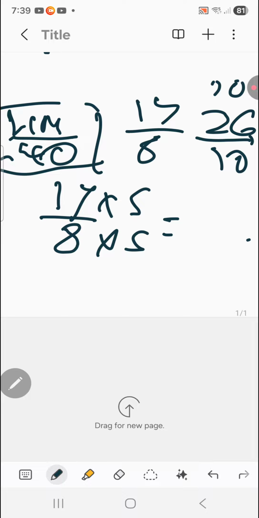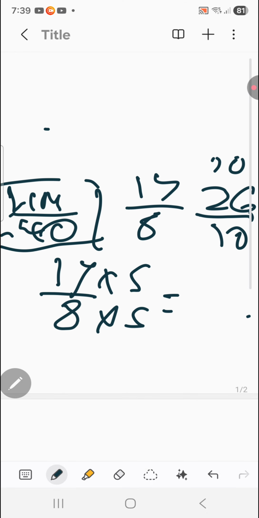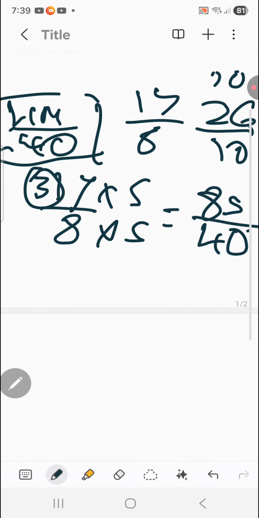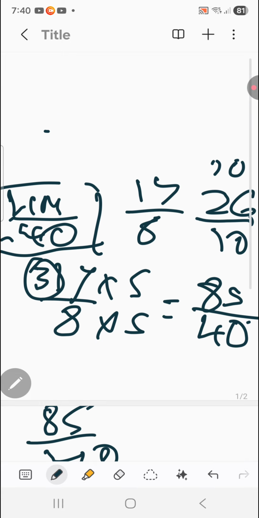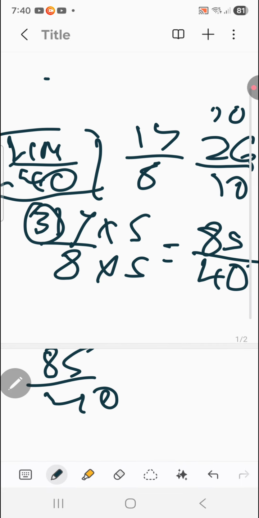Now what you want to do is just find the answer for this. This is 40, and 5 into 17: 5 times 7 is 35, so 3 carry over here, 5 ones are 5 and 3 is 8. So as you saw, the answer for this is 85 by 40. But this is not the answer. We have to do it for the other one also.